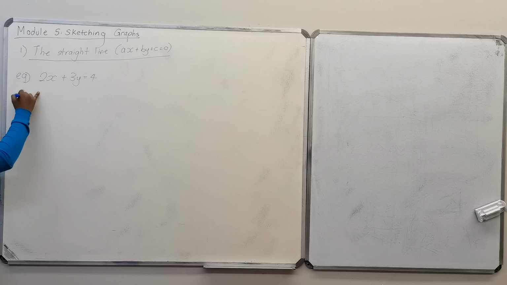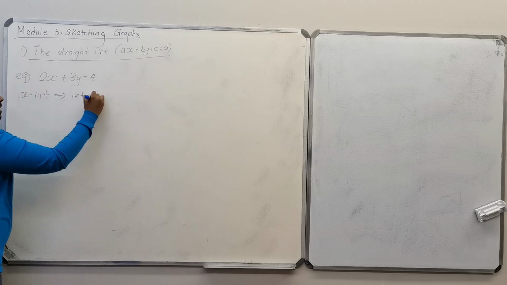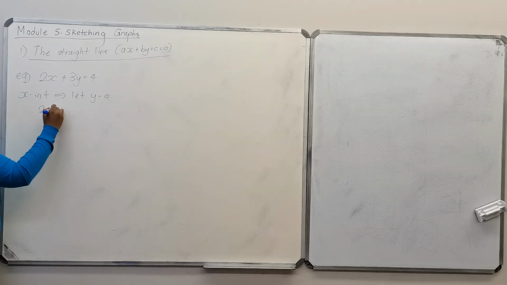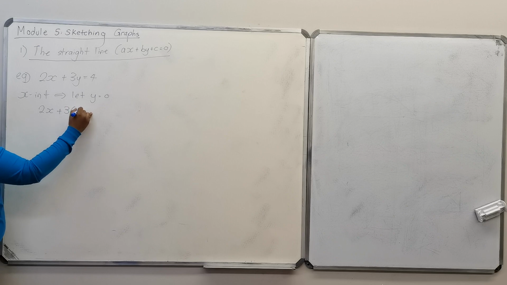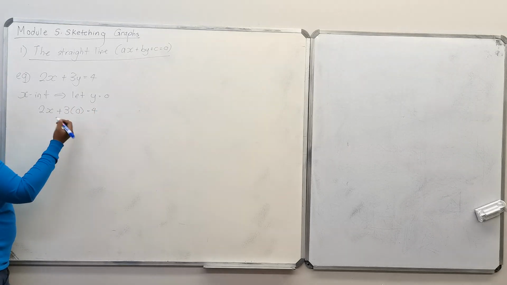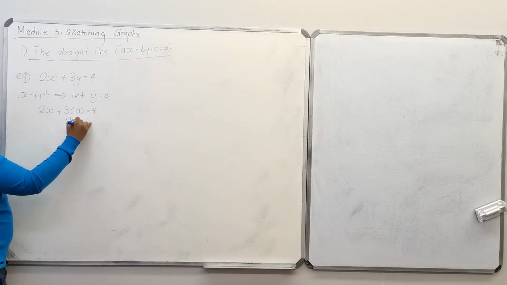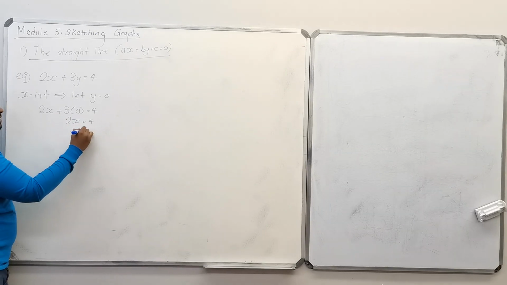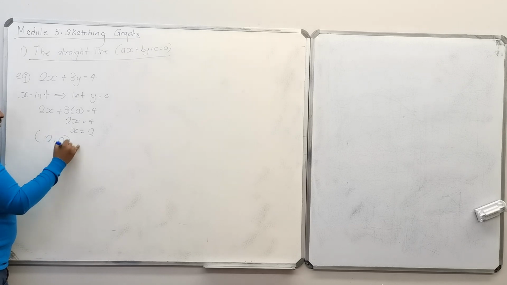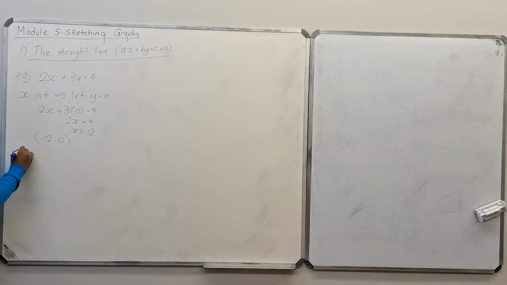So, for your x-intercept, you would let y equal to 0. You'll substitute: 2x plus 3 times 0 would equal 4. Right? So 3 times 0 is 0, and you're left with 2x equal to 4. x is equal to 4 over 2, which is 2. So now you've got one coordinate: 2 and 0.